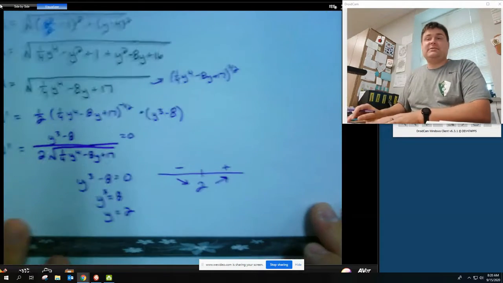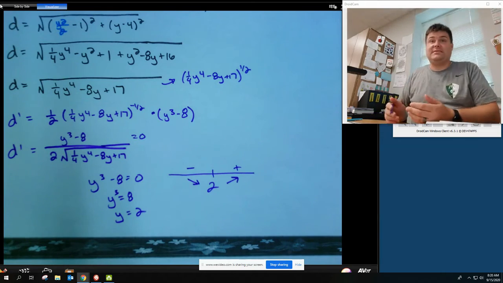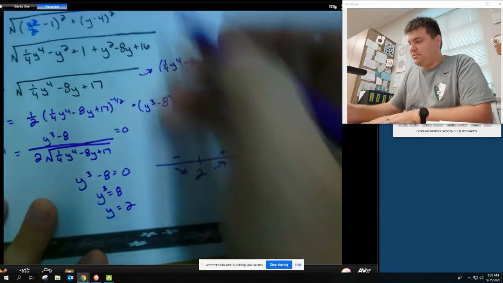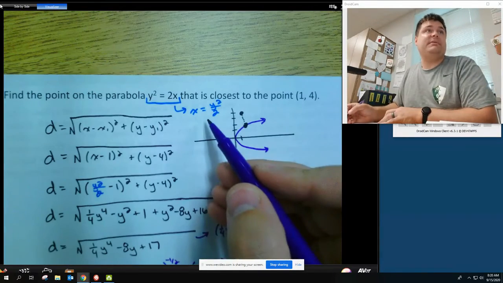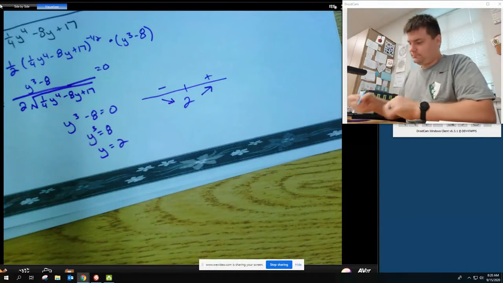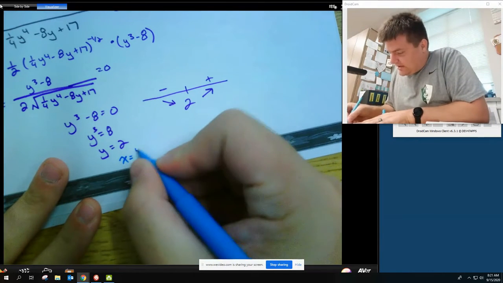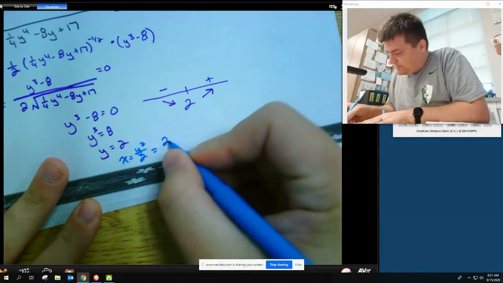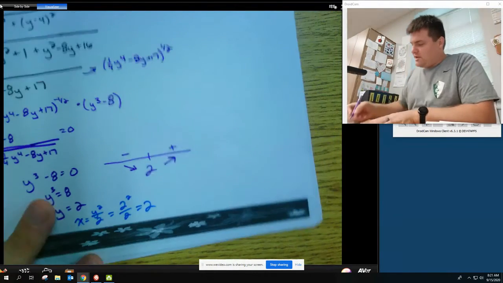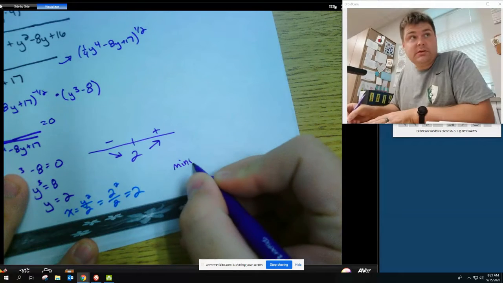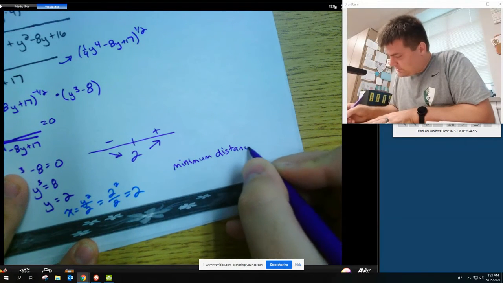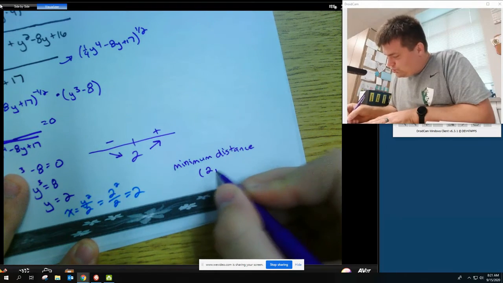Now, did I answer my actual question? The answer is no, I did not answer my question. I'm finding the point. So I found the y coordinate. So now I need to plug that all the way back up into here. Plug your y coordinate into the x. So remember, x was equal to y squared over 2, which I'm going to plug in 2 squared over 2, which actually is 2. So my answer for the minimum distance point is 2, 2.